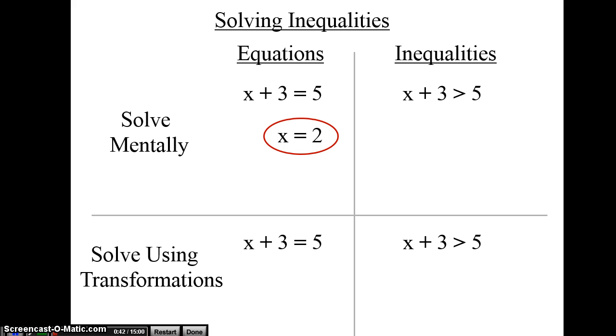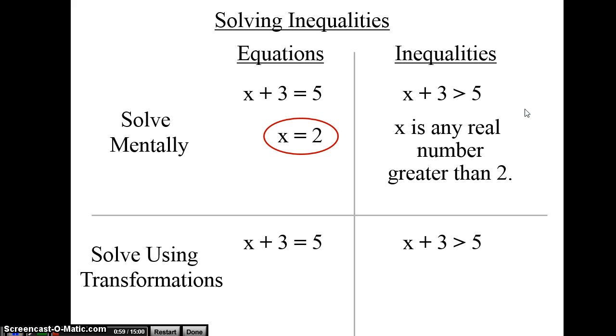Now, in an inequality, as you see here, we have that x plus 3 is greater than 5. So lots of numbers added to 3 would be greater than 5. I would solve it the same way. I would still subtract 3 on both sides, and what I would get is that x could be any number that's greater than 2.